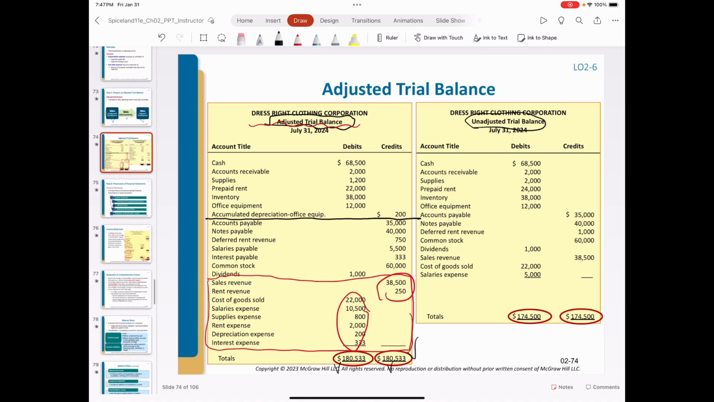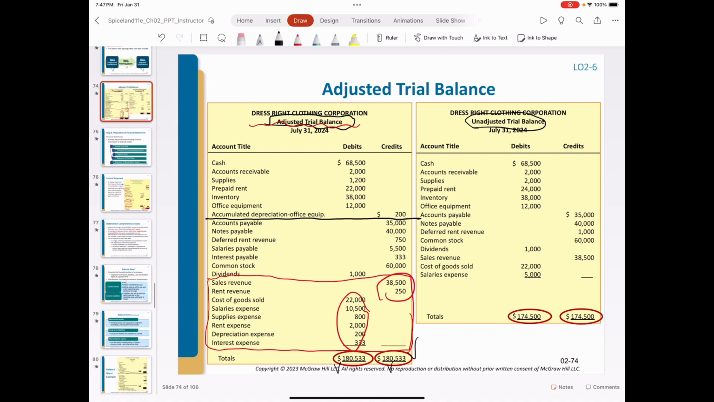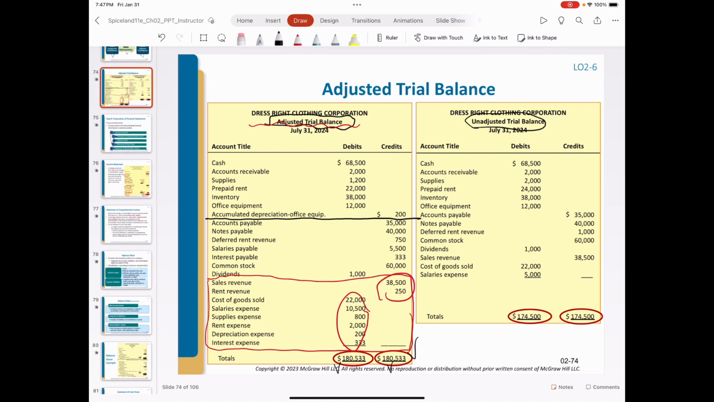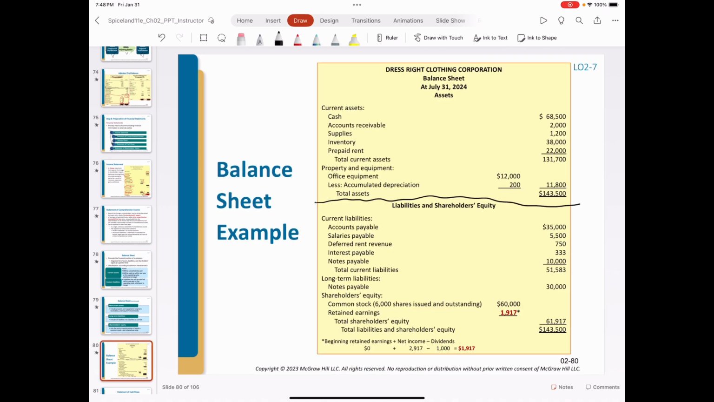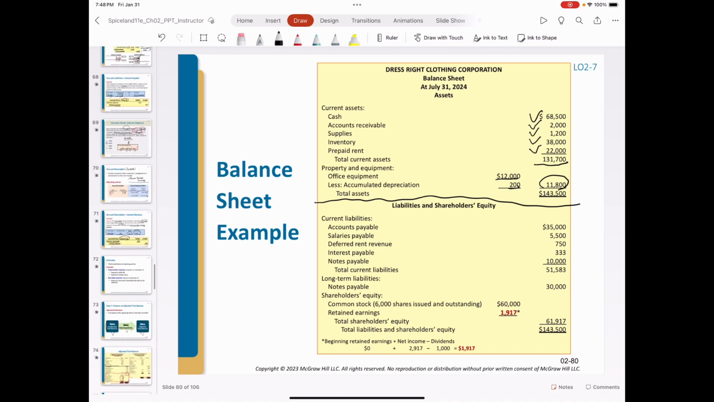If we just reorganize into the format of the balance sheet, it includes 6 assets. Office equipment includes its contra account. So 6 assets: cash, receivable, supply, inventory, prepaid rent. That's 5 current assets, then office equipment and its contra account. So the net book value of equipment is 11,800. These numbers are all borrowed from the adjusted trial balance.